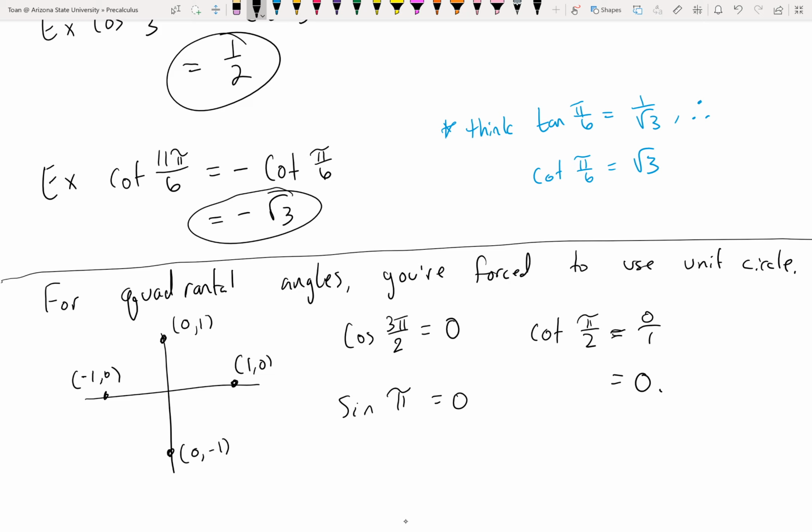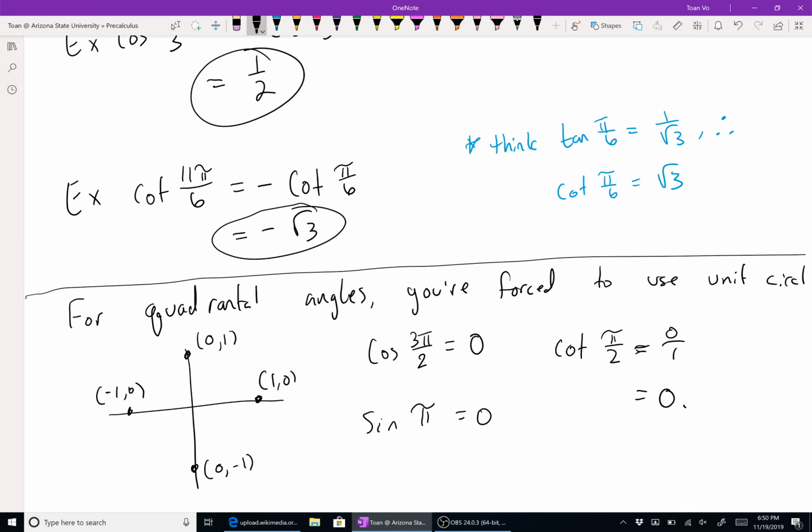So more of the story, if you have quadrantal angles, you can't use the special triangles. You have to use the unit circle. So a simple concept, only one lesson goal, figuring out these trig values by hand without a calculator. But it's such an important idea. You need practice. Practice, practice, practice. Good luck.